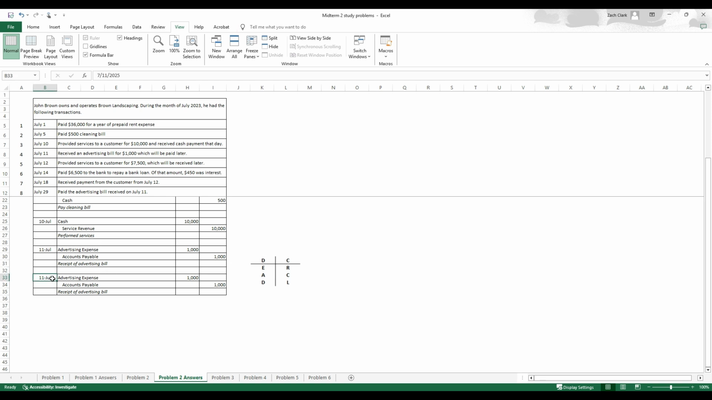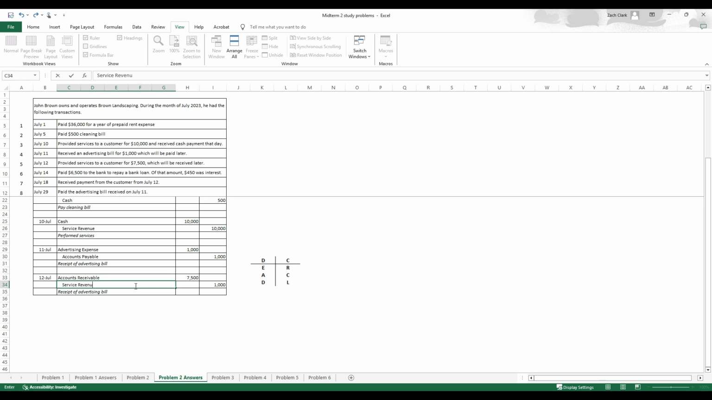On the 12th, we provided services to a customer. Now we provided services and we're going to be receiving that cash later. Here we're paying it later, so that's a payable. But when we're going to receive the cash later for services provided, that's a receivable. And a receivable is an asset. We're owed that money. So we're going to say accounts receivable. Again, an asset increase. And later we'll get the cash, and receivables will go down and cash will go up. But right now we're just recording the revenue that we earned.